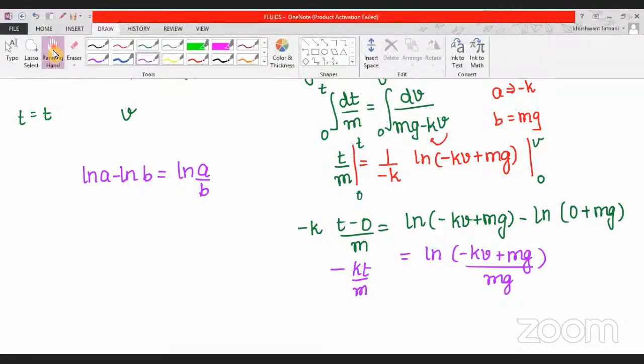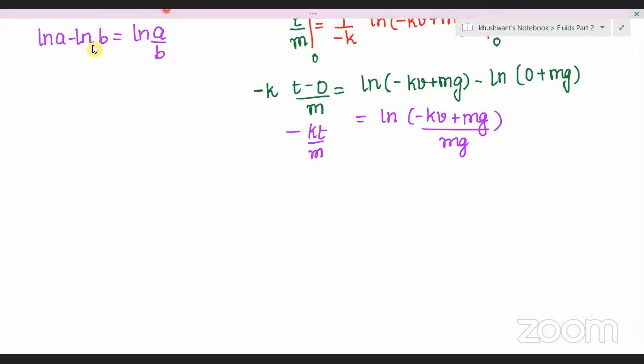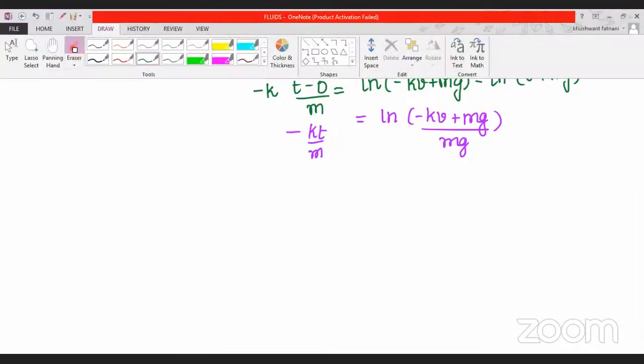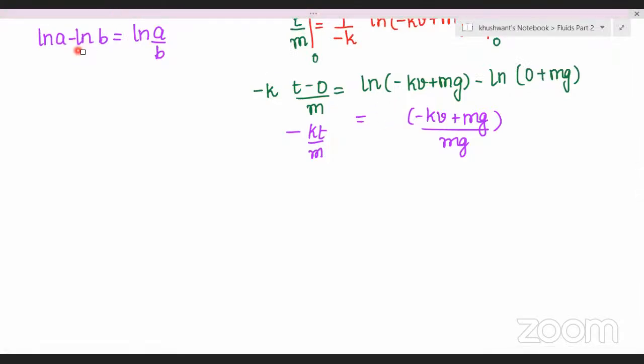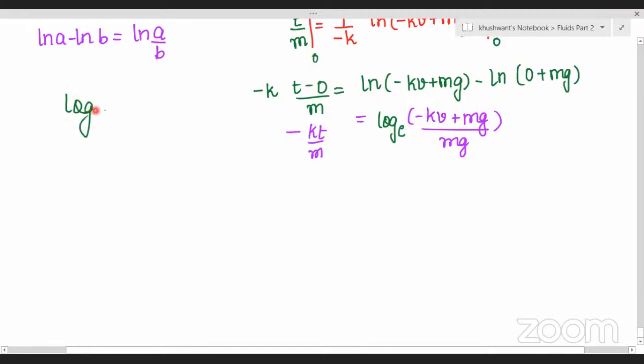Now, natural log is log to the base e or log to the base 10? Natural log is log to the base e. Okay, sir. Say again, natural log is log to the base e. Now there is one more formula that we know about. If I write log of a to the base b is equal to c, we can convert it into non-logarithmic or exponential form. B to the power c is equal to a. The same logic will be applied here. E to the power minus kt by m is equal to whatever expression holds here.